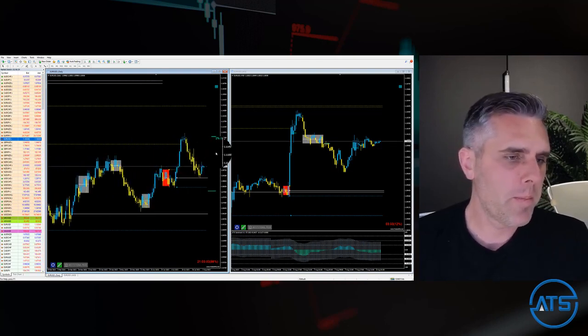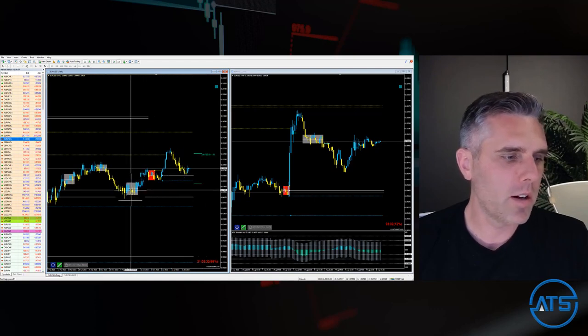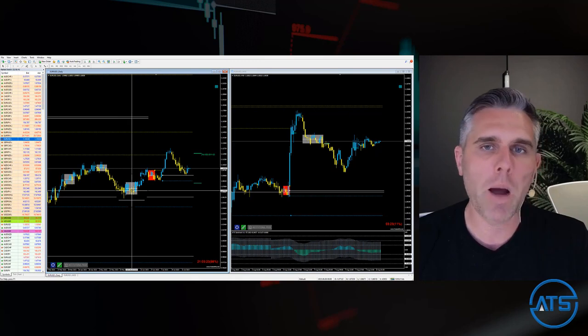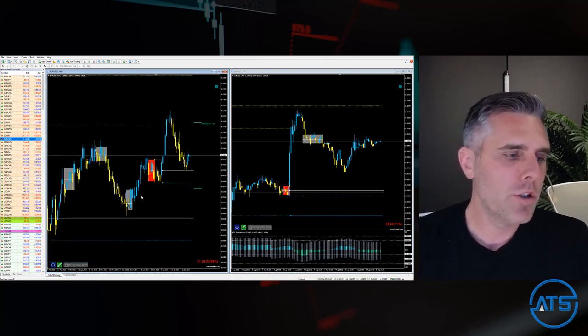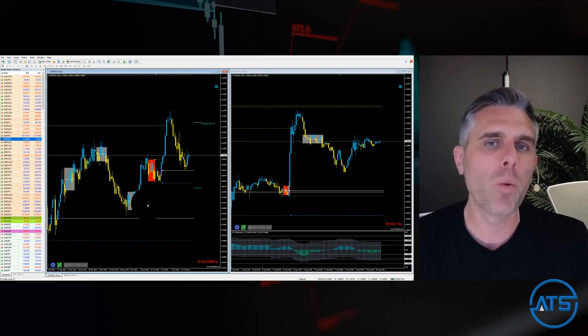So boxes always start as gray right here. These are our gray boxes. We call these minor framework boxes. Now, minor framework boxes, you could think of these as almost kind of like a warning that you're going to go into a full market cycle.